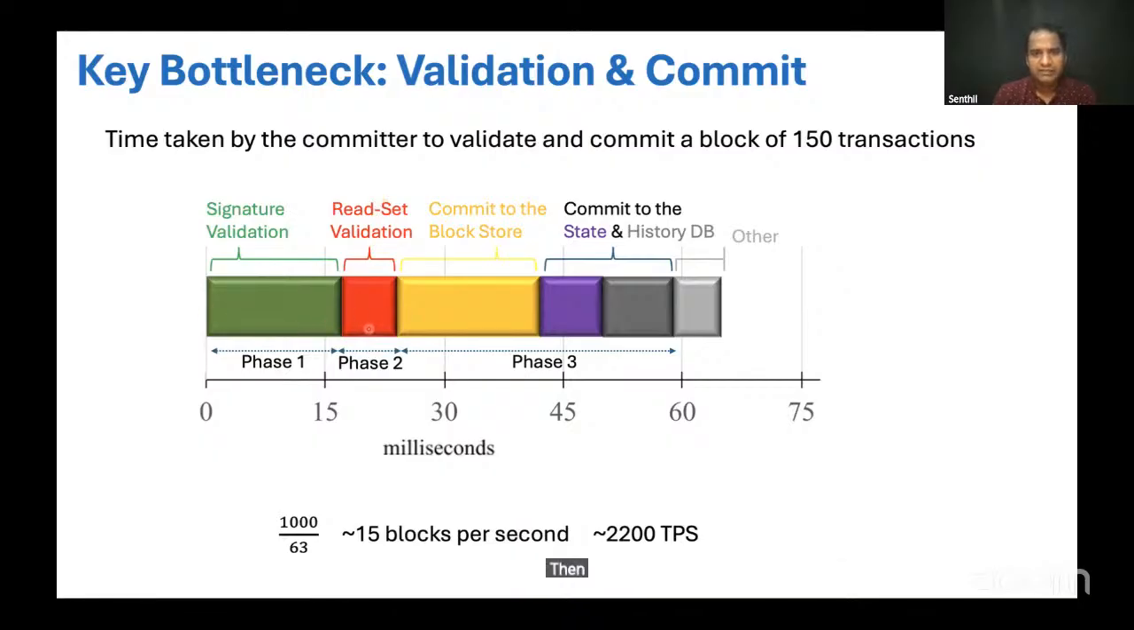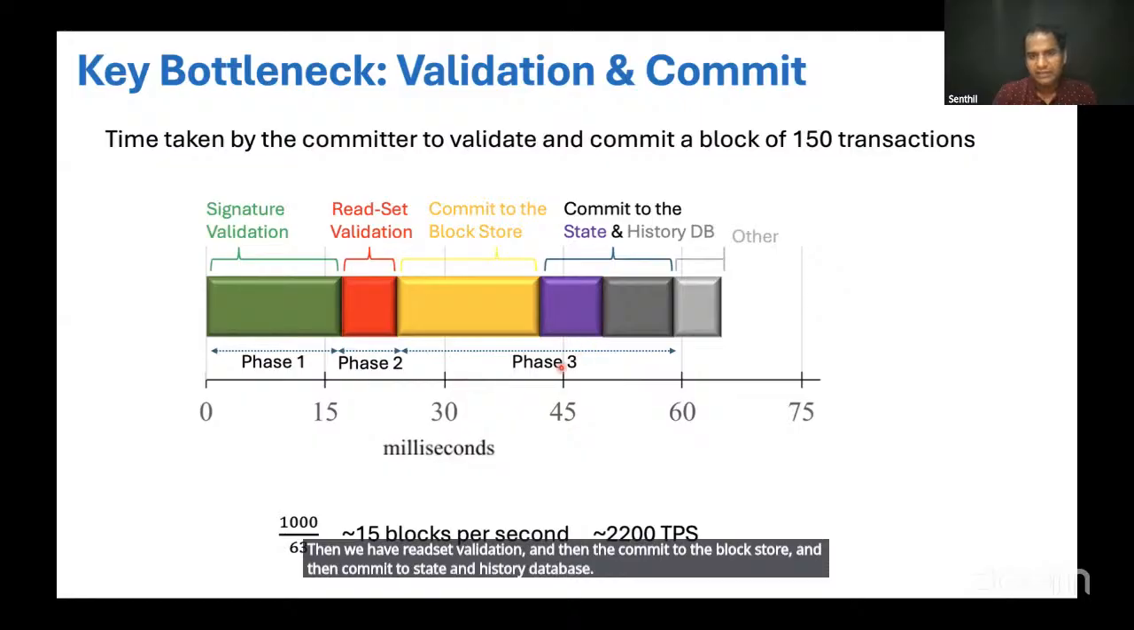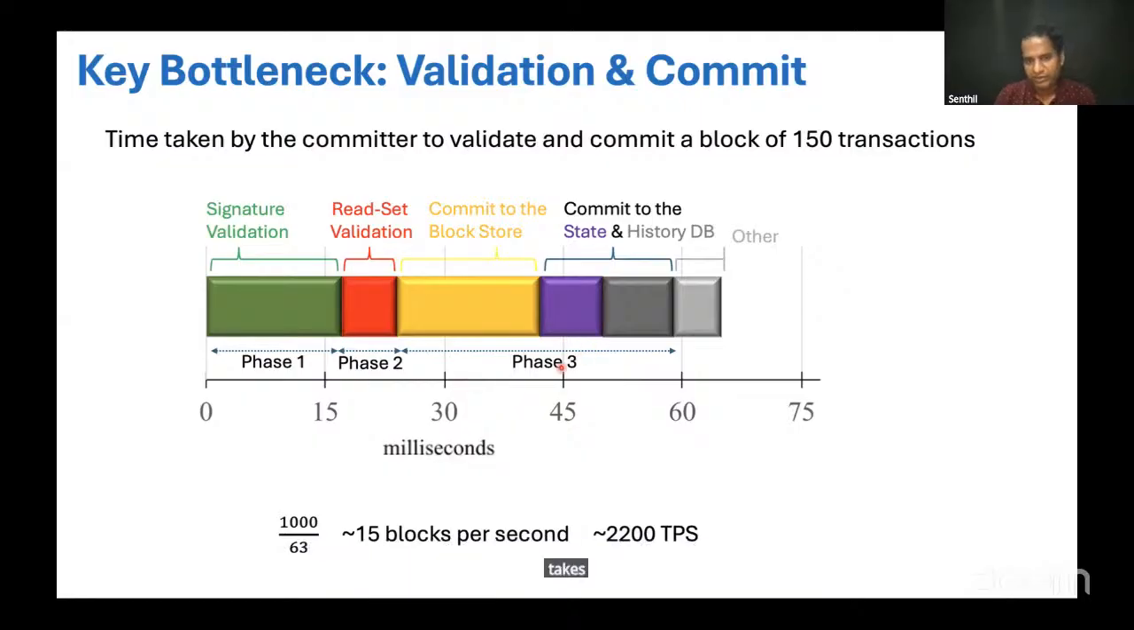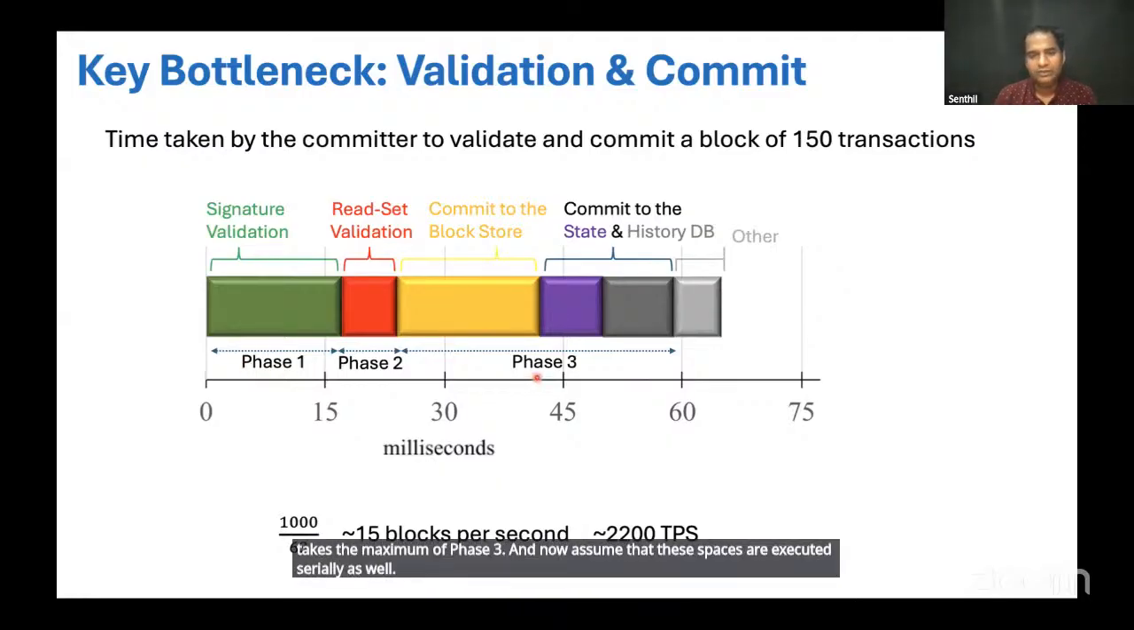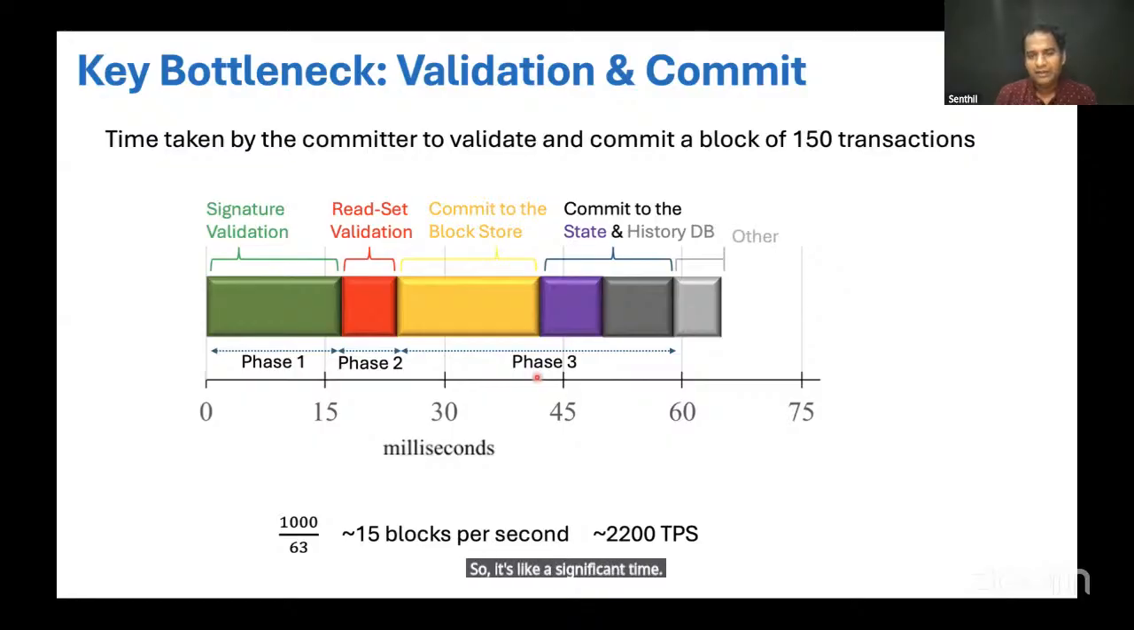Then we have read set validation, then the commit to the block store, and then the commit to the state and history database. That takes the maximum time of phase 3. And now assume that these phases are executed serially as well. So it's a significant time taken to process a block, and we can see it overall takes around 63 milliseconds.